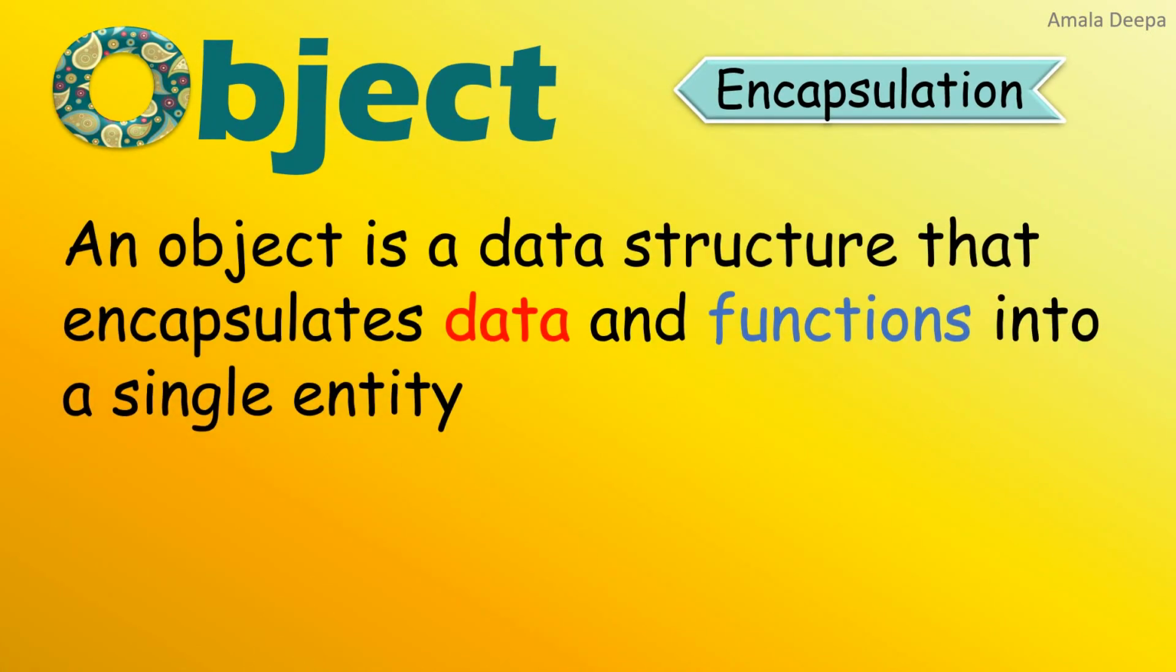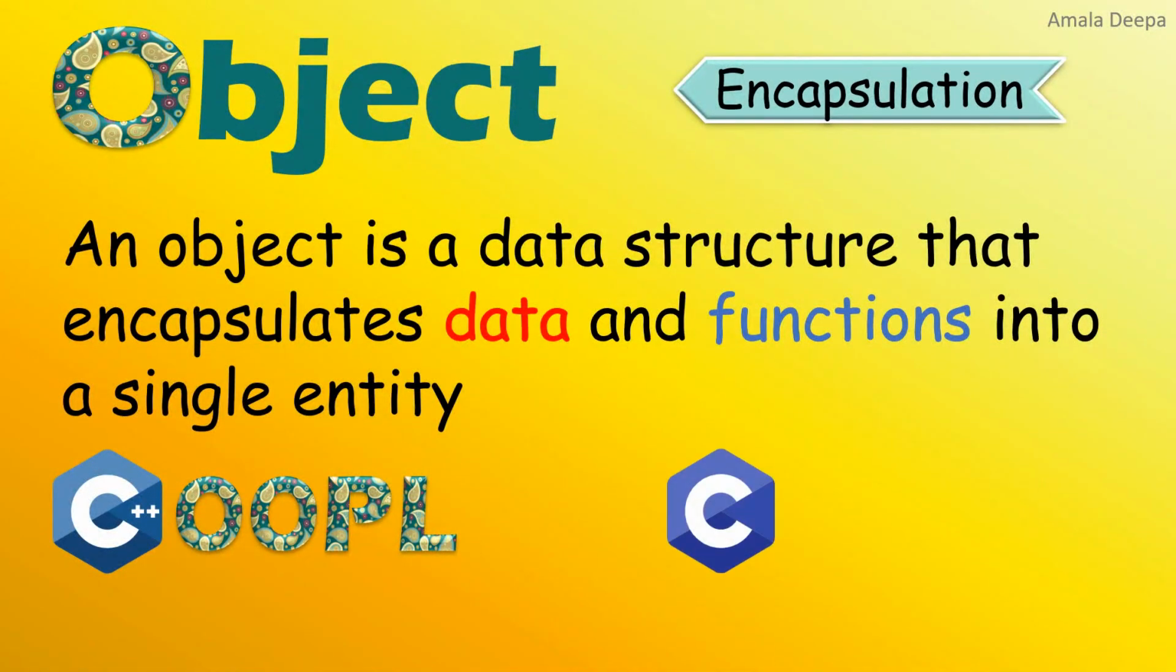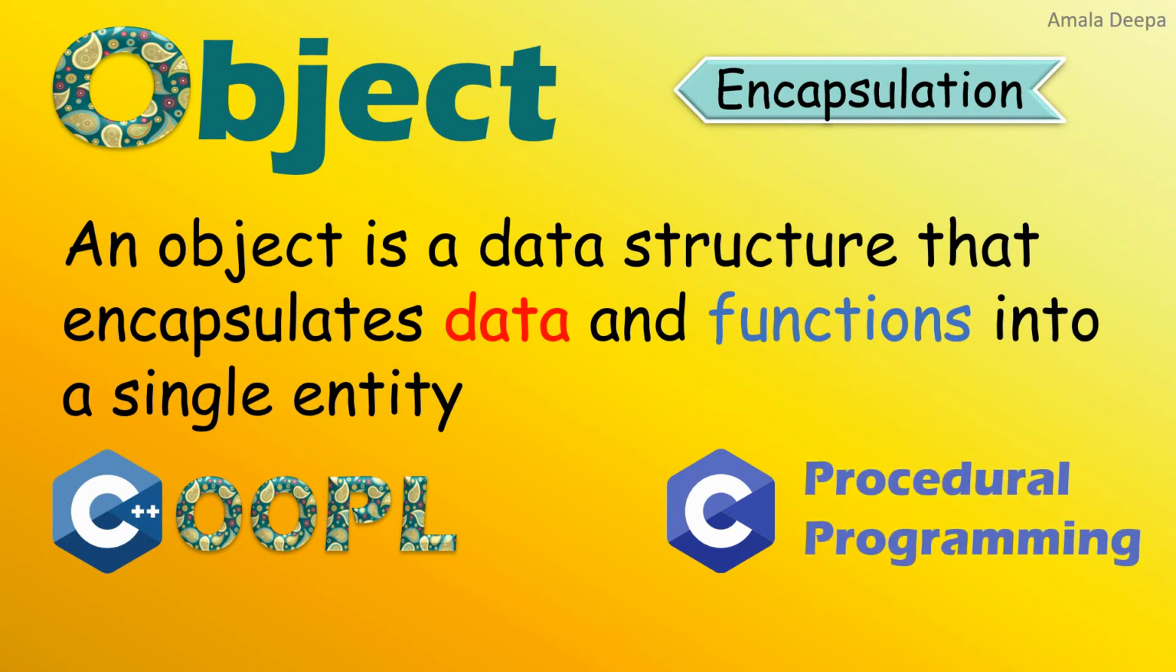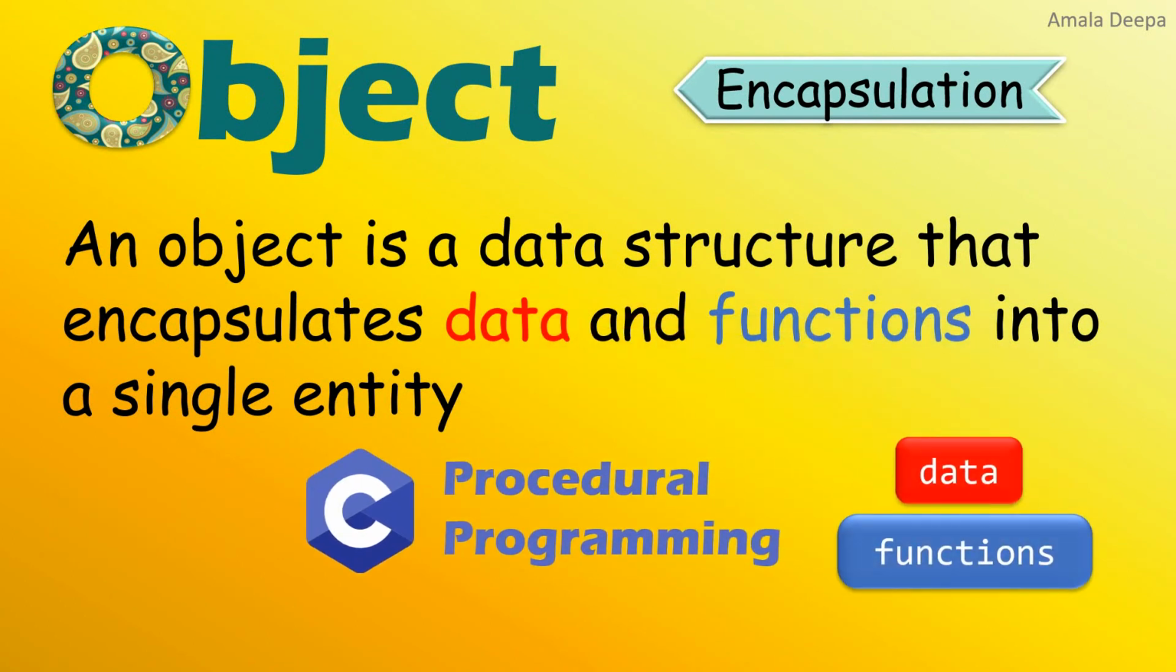An object is a data structure that encapsulates data and functions into a single entity. C++ is an object-oriented programming language. But do you know that C language is based on procedural programming methodology? What is meant by procedural programming? In this, the data and functions exist as individual entities. Data and functions are separate entities.